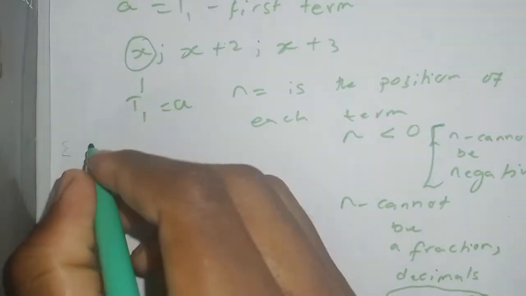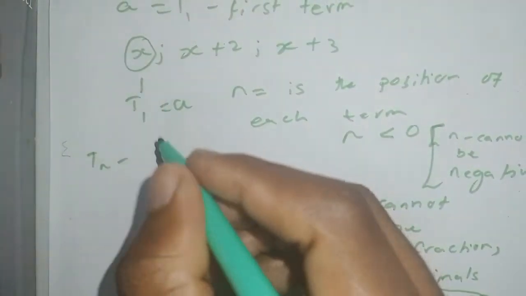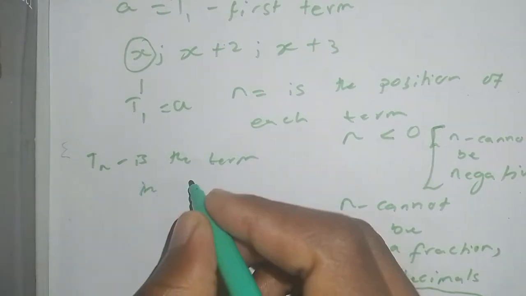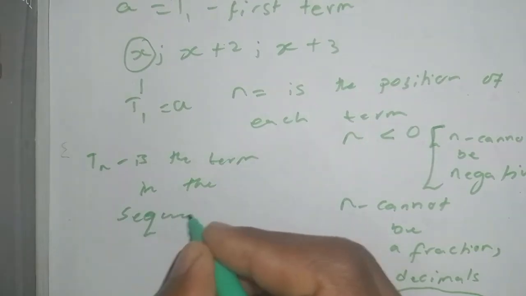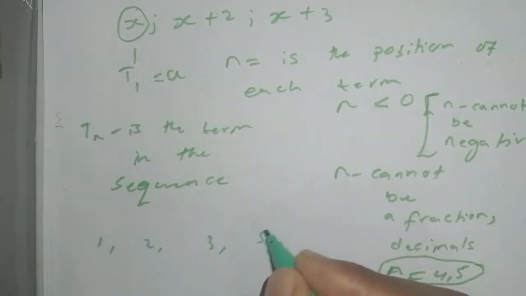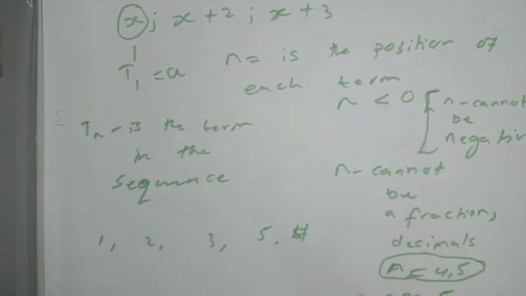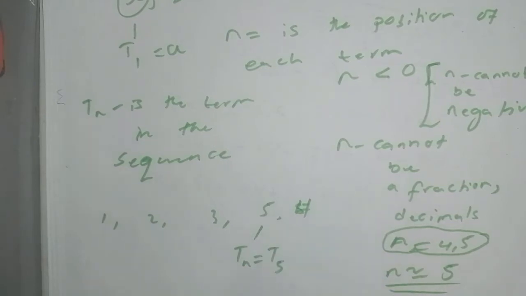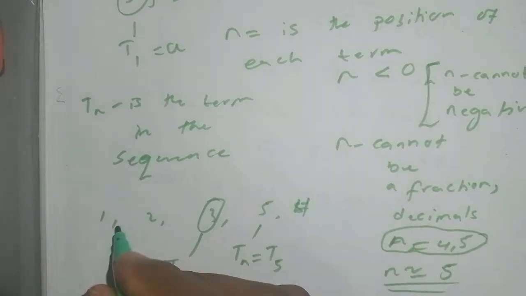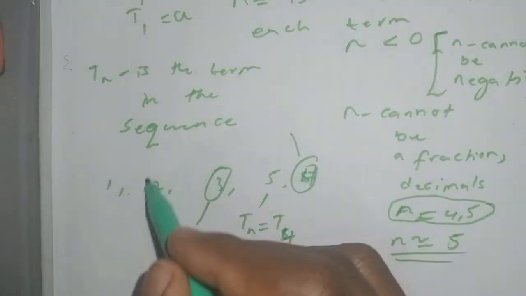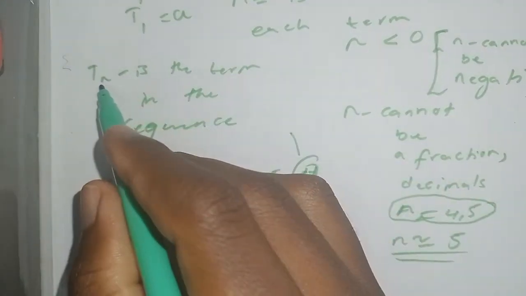Then we also have Tn. Tn represents the term in the sequence. Let's say I have 1, 2, 3, 4, 5. Then that is my sequence. This is Tn, but you can represent this as T5, right? This should be 1, 2, 3, 4. This is T4, this is T3, right? This is your Tn as well. That is why we say Tn is the term in the sequence.